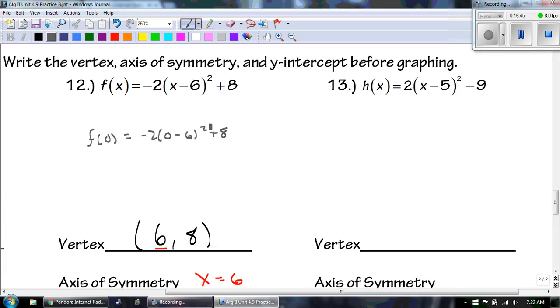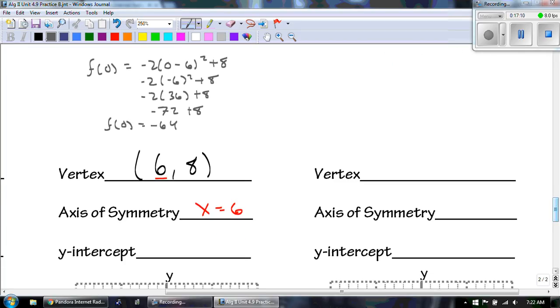Now, a lot of people think that it's just 8, but it's not, because I can solve this. 0 minus 6 is negative 6. Negative 6 squared is positive 36. Times negative 2, we get negative 72. And then we finally get that it's negative 64, guys. So it's not just 8. A lot of people got that wrong on the quiz. So it's 0, negative 64. We have to do work for this.